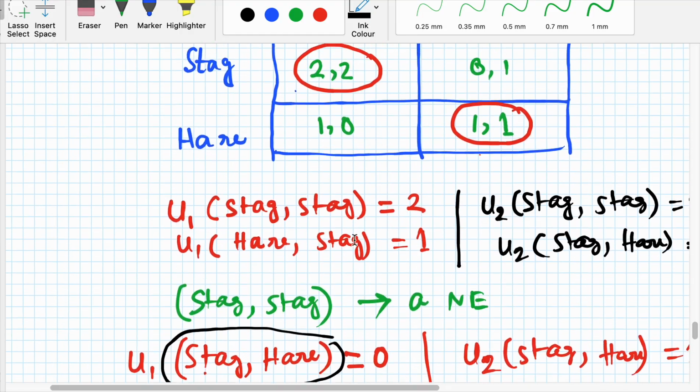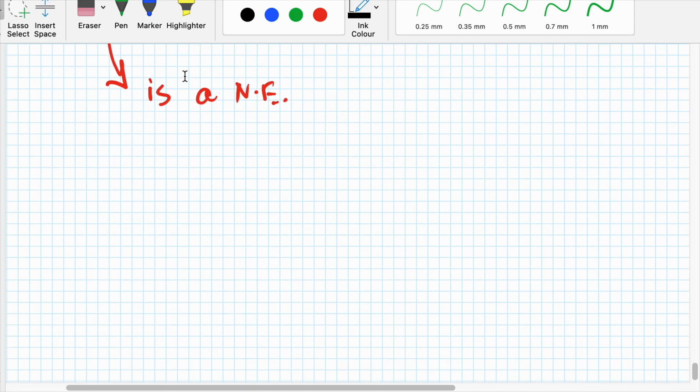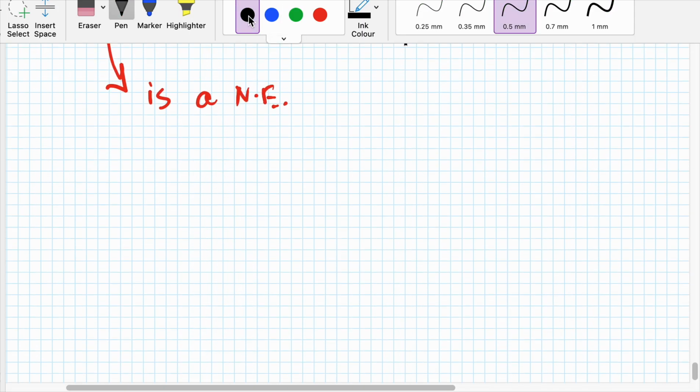Now, like the battle of sexes game, there is another game called the stag hunt game, and in this stag hunt game also there are two Nash equilibria present. In this class we will see another situation called the hawk-dove game, and we will calculate the pure Nash equilibrium of the hawk-dove game.